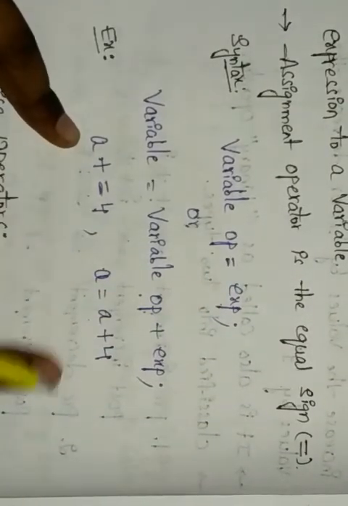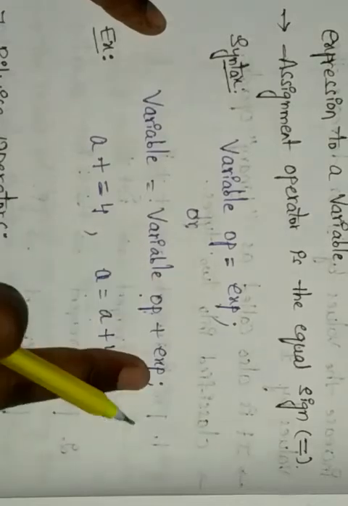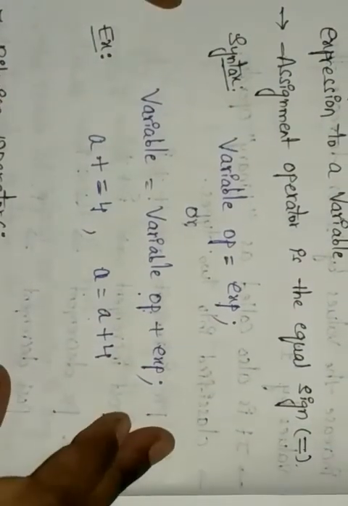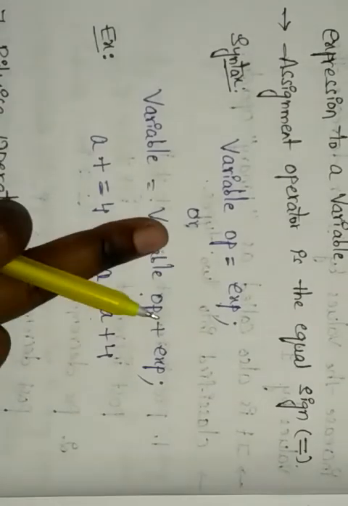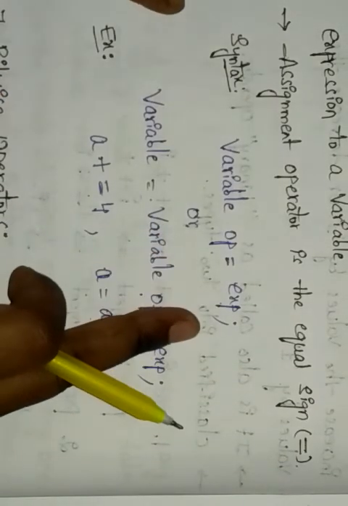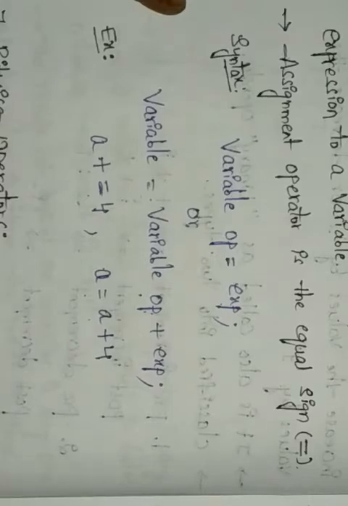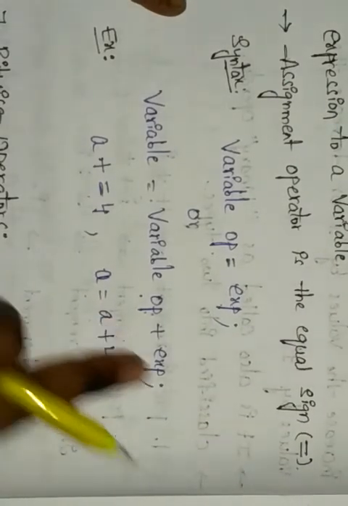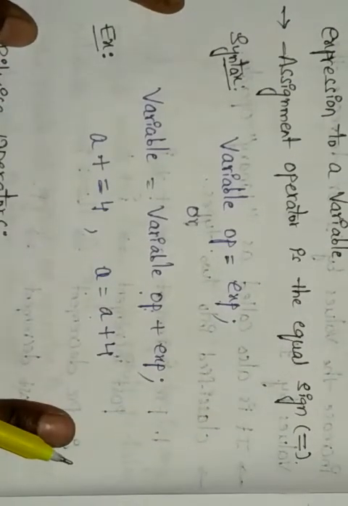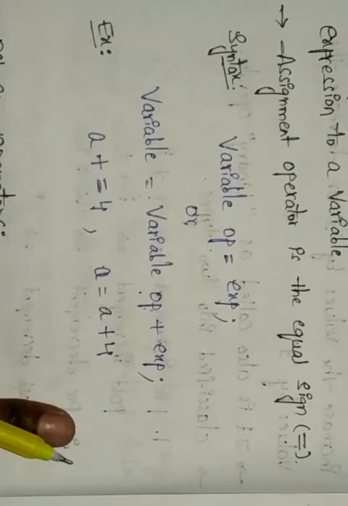Any one is correct. This is correct and this one is also correct. It depends on the program. So A plus equal to 4 means first we give the variable, operator, equal to, expression type. This is for this statement. Like this we can perform our assignment operator. Just remember, the assignment operator is the equal sign.